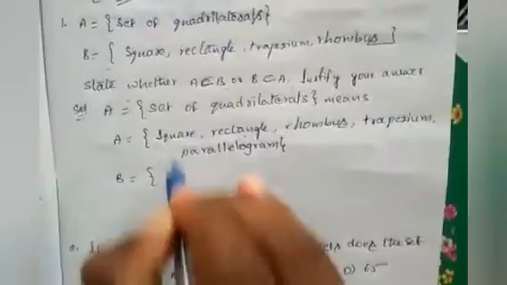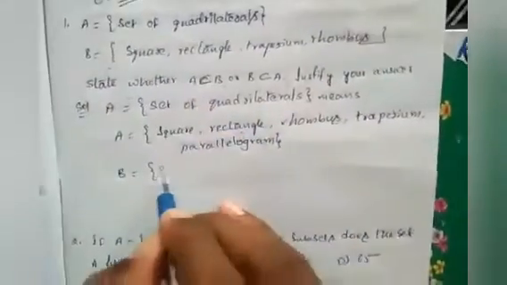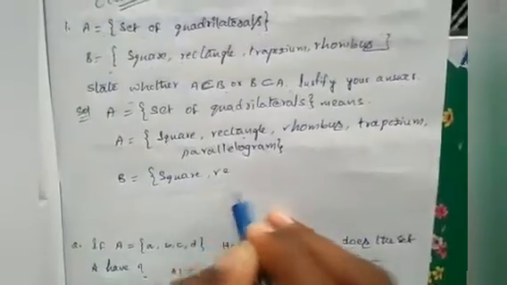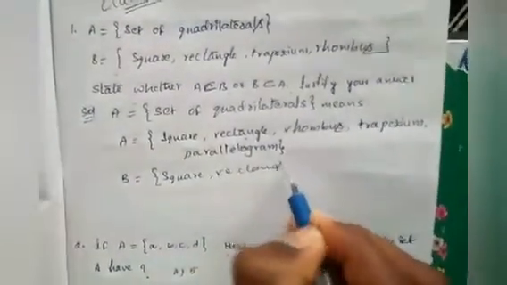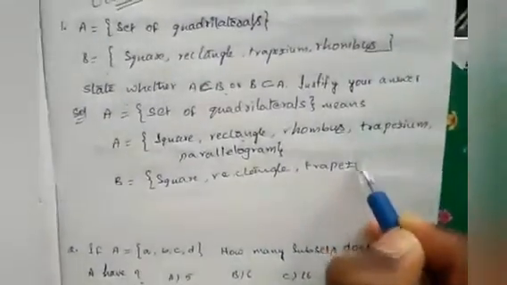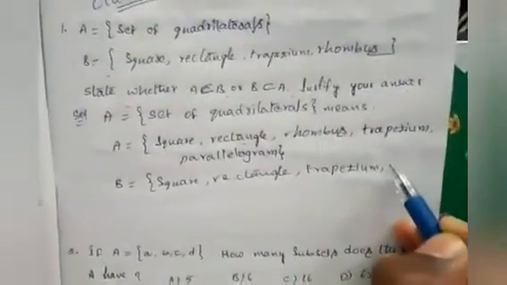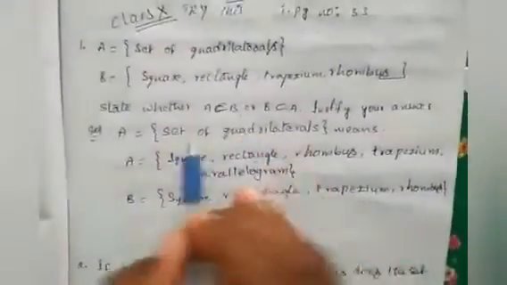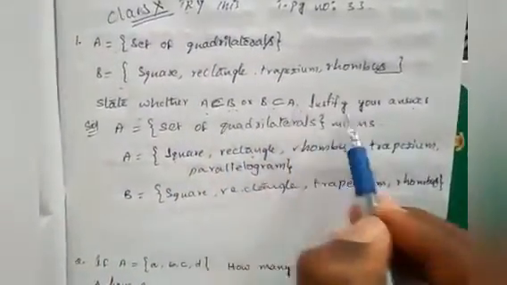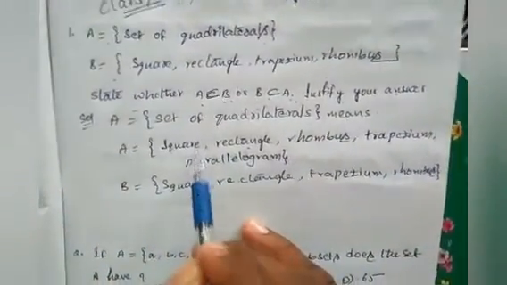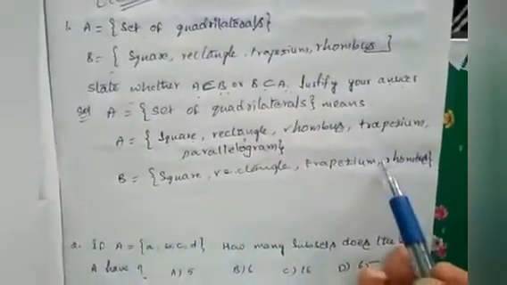Now B is equal to what is given in the question: square, rectangle, trapezium, rhombus. So what is the question? A subset of B or B subset of A? Justify your answer. The elements present in A, five elements are there, and in B only 4 elements.